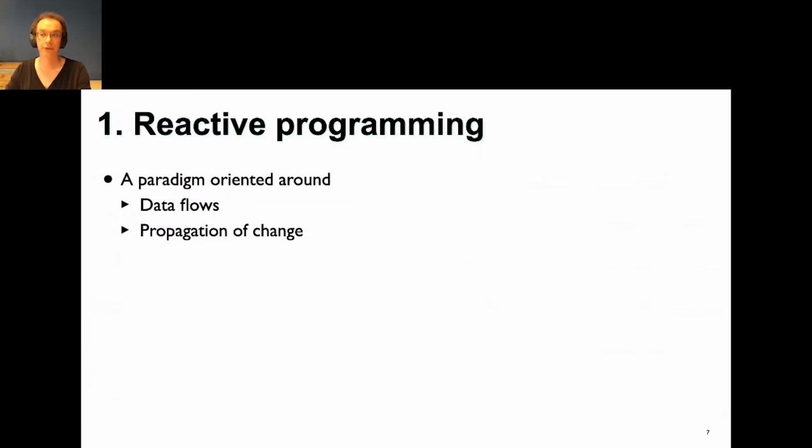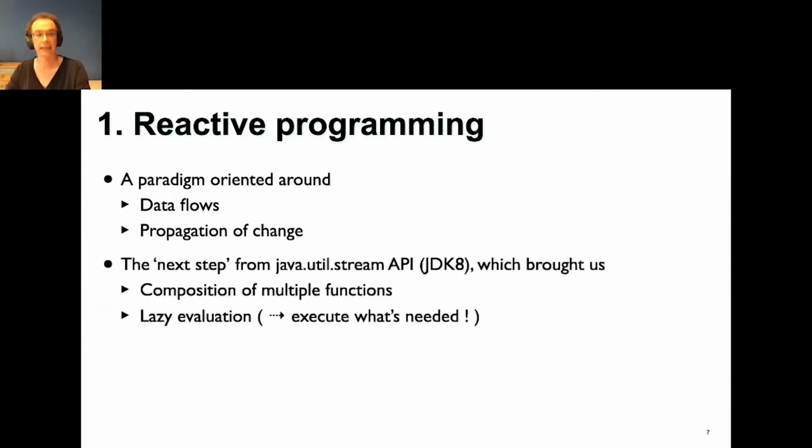So, reactive programming, firstly. This is a paradigm oriented around data flows and propagation of change. And you can see it as the next step from the Java 8 Streams API, which brought us composition of multiple functions, and also, which is really important, lazy evaluation. Basically that means you only execute what's needed. This is important for a very long list: when you filter it, you don't map all of the elements and then discard what you don't need, but first discard what you don't need and then map the objects that you do need. That's the idea of lazy evaluation.